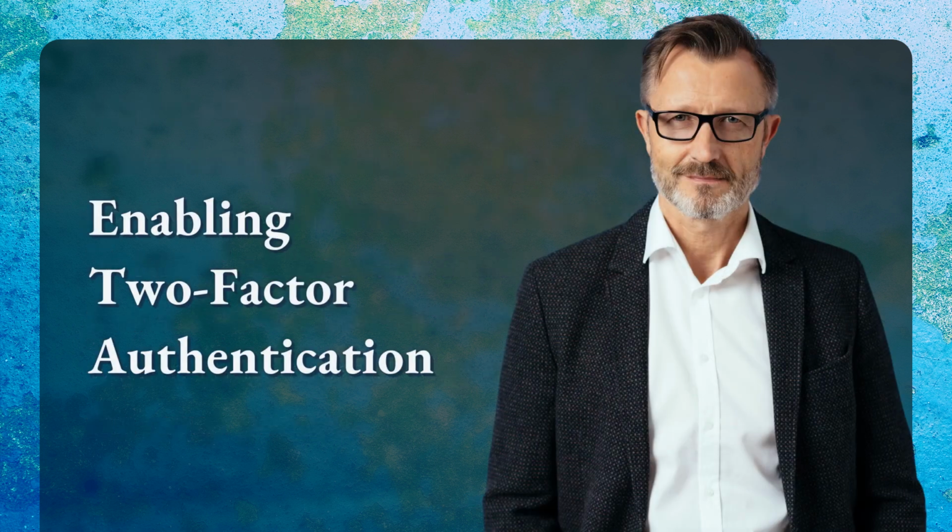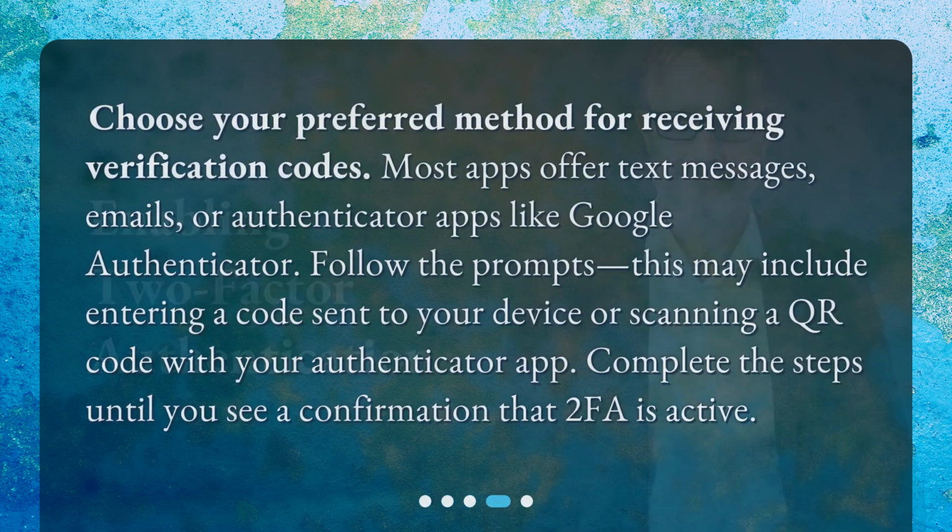Enabling two-factor authentication. Select your preferred method for receiving verification codes. Most apps offer text messages, emails, or authenticator apps. Follow the prompts. This may include entering a code sent to your device or scanning a QR code with your authenticator app. Complete the steps until you see a confirmation that 2FA is active.